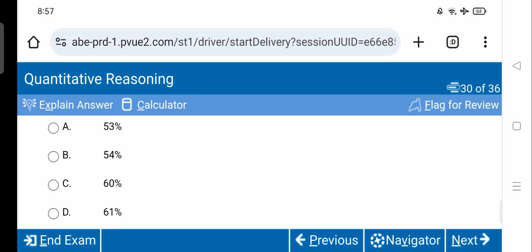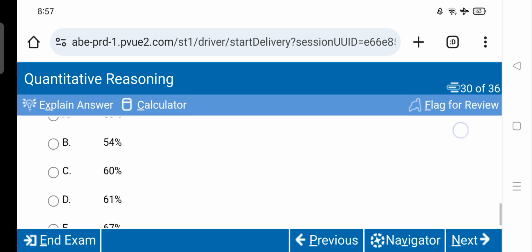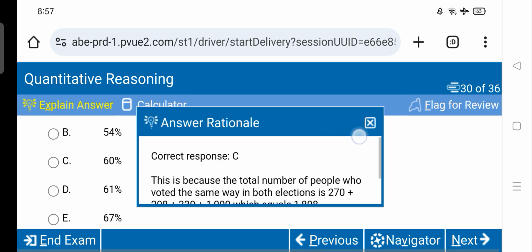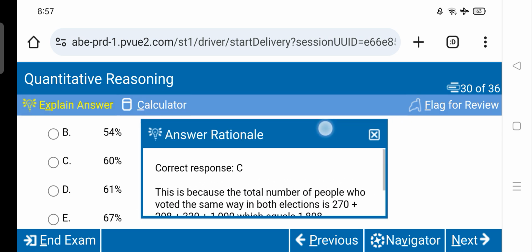Option A, 53%, option B, 54%, option C, 60%, option D, 61%, option E, 67%. The correct response we have is option C.